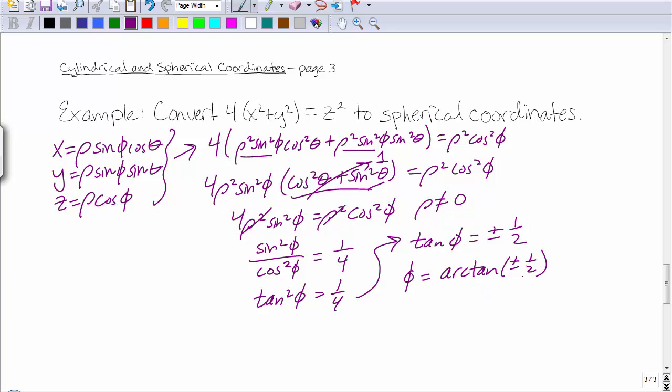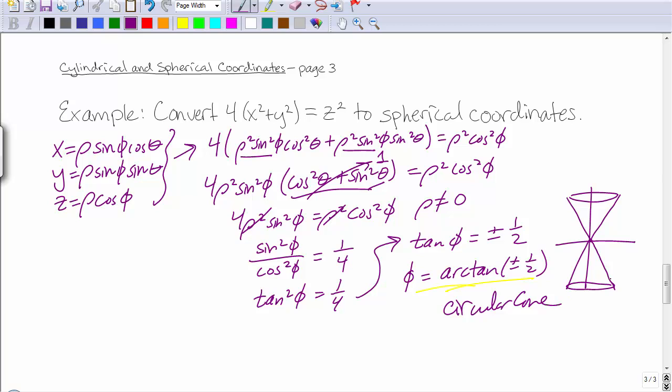Now take a look at this answer for a moment. Don't worry about the plus or minus. I know that can make you nervous, but just ignore that for right now. What we have here is a constant value. This is phi equal to a constant. And as we just talked about, if phi equals a constant, what we have is a cone. In fact, the plus or minus gives us the entire cone, because one angle is going to be in this quadrant, and then the second angle is in this quadrant. And if we take that and spin it around for all possible values of theta, what we get is our circular cone along the z-axis.